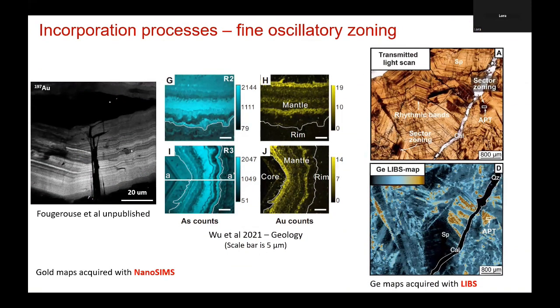And something you may be familiar with is oscillatory zoning. This very fine zoning we see in many minerals, whether it is a magmatic mineral or a hydrothermal mineral. In this case, what is represented here is the gold distribution in arsenopyrites. And here we have the arsenic and the gold distribution within pyrites. On the right here, what we have is germanium distribution in sphalerite. And you see in all cases, we have this very fine zoning and this complexity. So really, how do we explain that sort of textures?